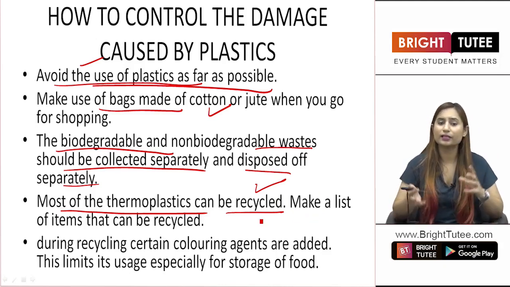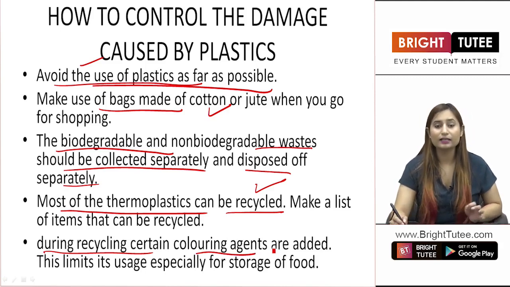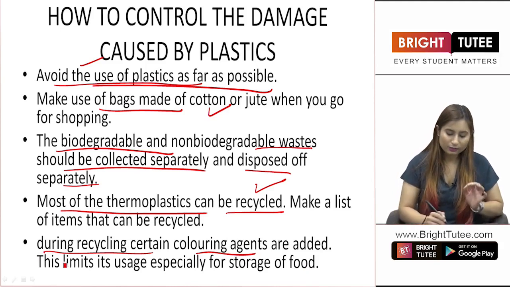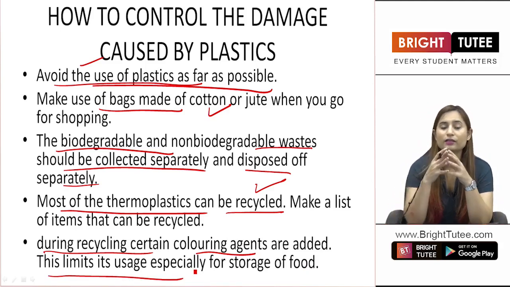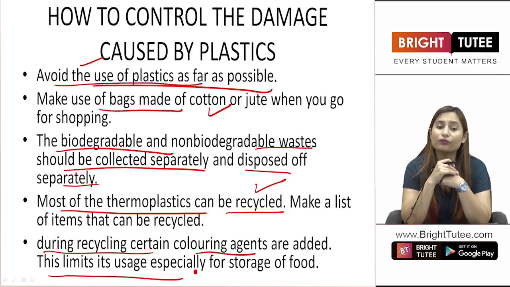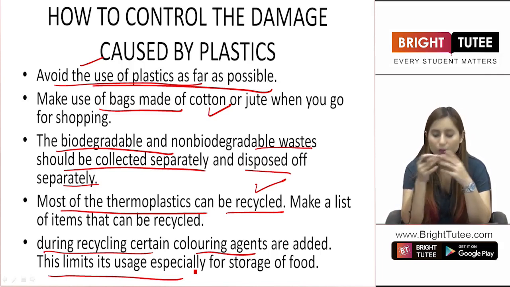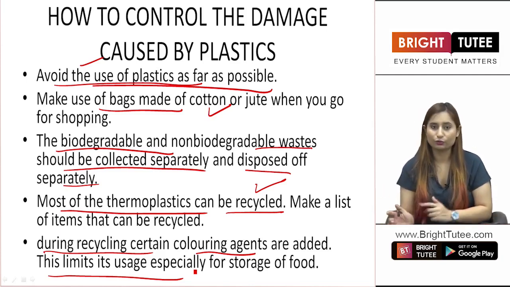Now, what happens during recycling is, during recycling, certain coloring agents are added. There are different coloring agents which are added. So, this limits its usage, especially for storage of food. When we add coloring agents to the containers that we make after the recycling, it cannot be used for food keeping purposes, because obviously we have added coloring agents. So, they are very harmful to us. So, we are not going to use the recycled plastics for our storage of food, right?